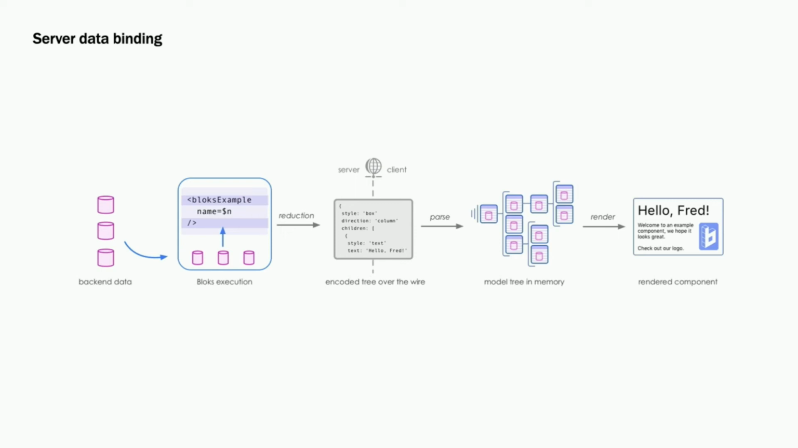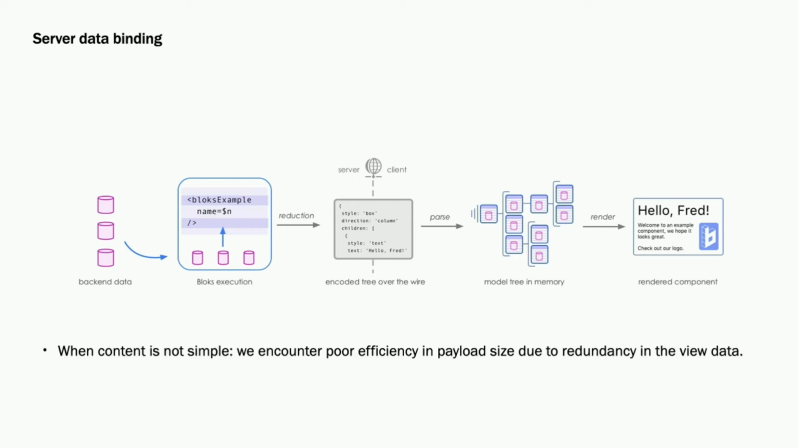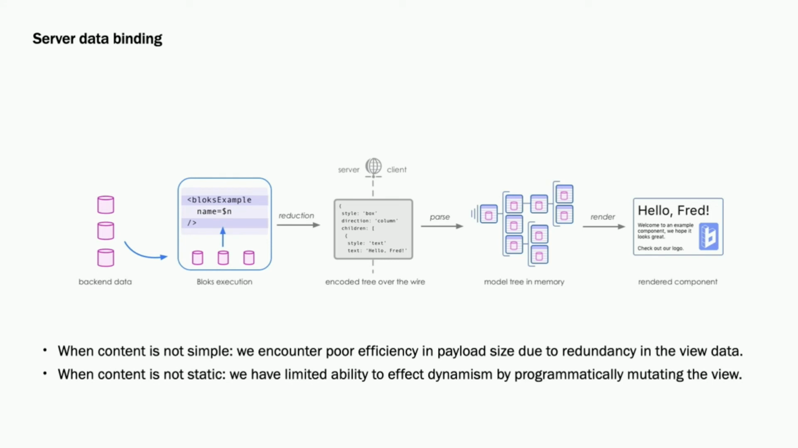You might think that this works pretty well for most use cases, but as a matter of fact, it might not work for all of them. A good example of this is when content is not very simple, so we might end up with a large payload on the wire. Similarly, when the content is dynamic, it is more challenging to programmatically mutate the actual view, and this incurs costs as well.